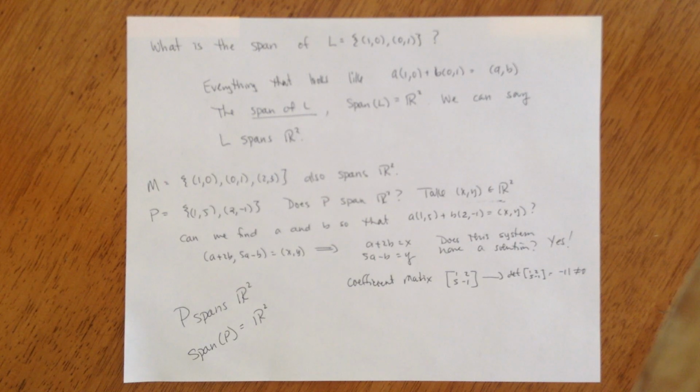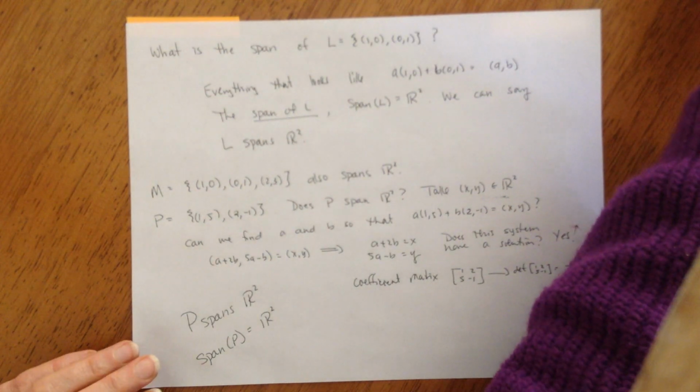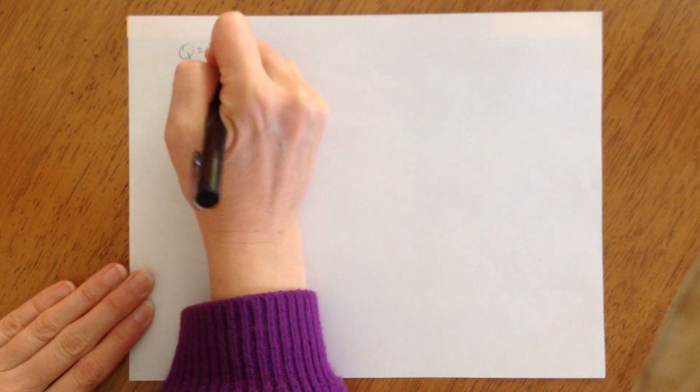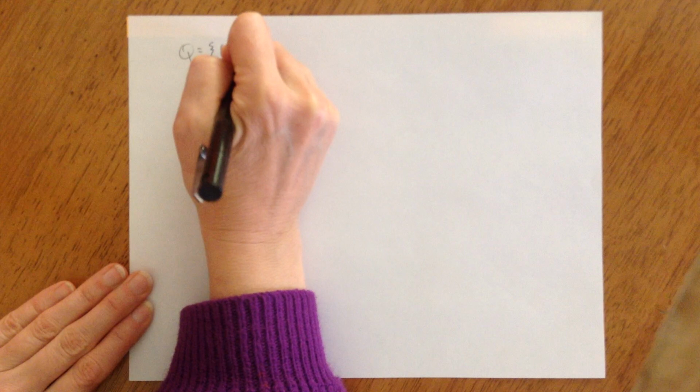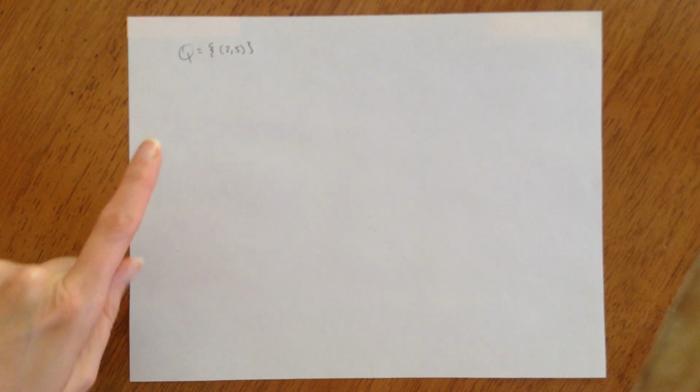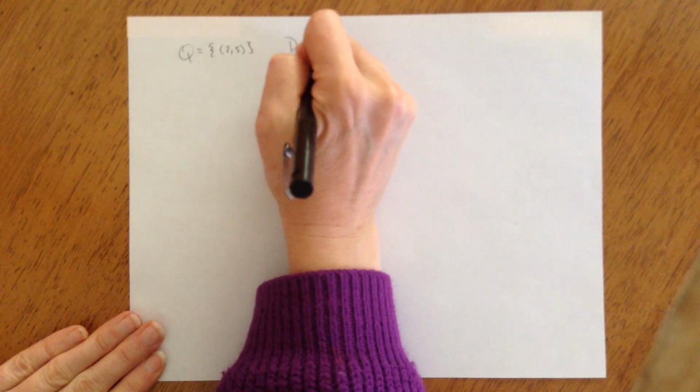Let's look at another set of things from R2. Let's look at, what was that letter for that set? It was P, so let me take Q equals the set, say, 2, 5. So here's a set. It's a subset of R2. Does it span R2?